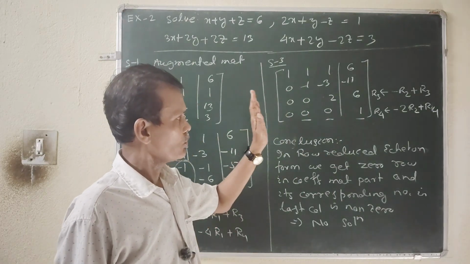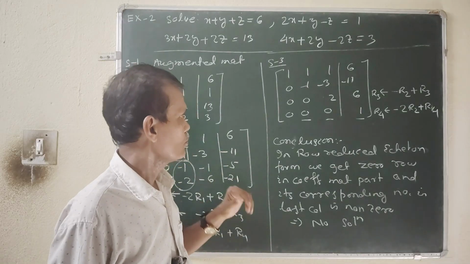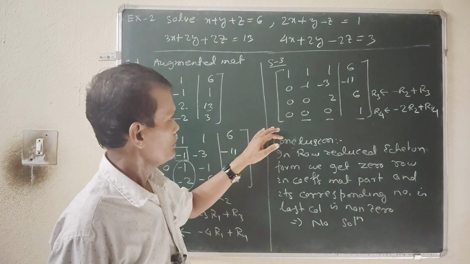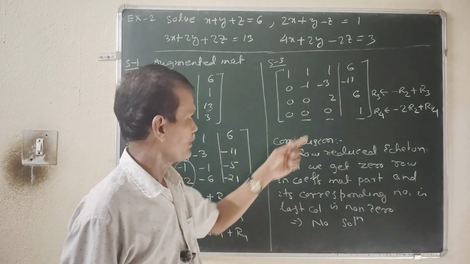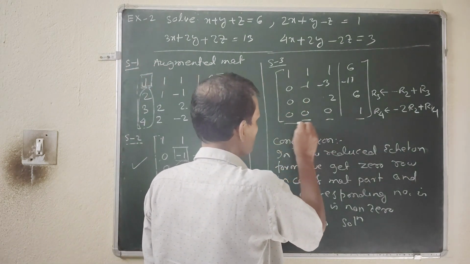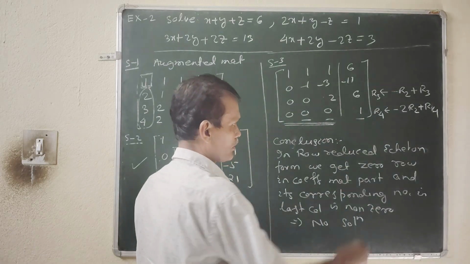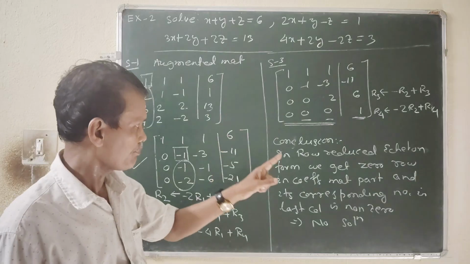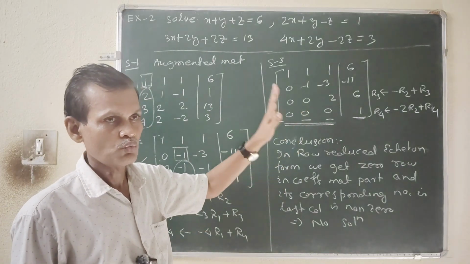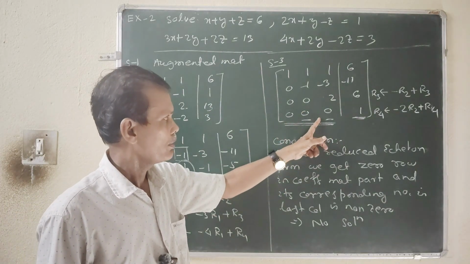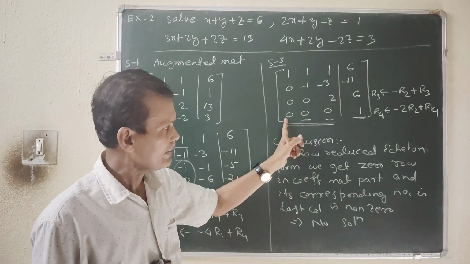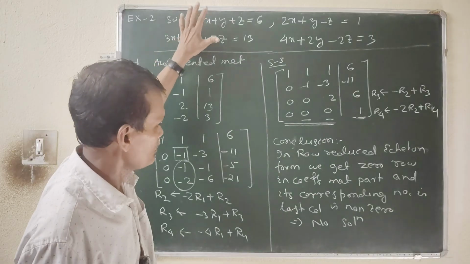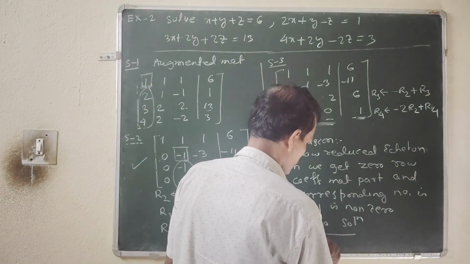And as this is the row echelon form, now you count the number of non-zero rows. You see here, in the coefficient matrix we get a 0 row and its corresponding element is 1. From that we get a conclusion. If after row reduction we get a 0 row in the coefficient matrix and its corresponding element is non-zero, then that system of equations cannot have solutions. So this is the conclusion.